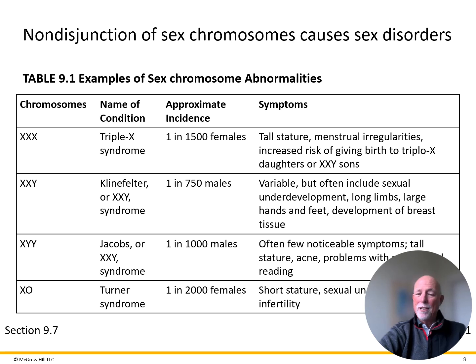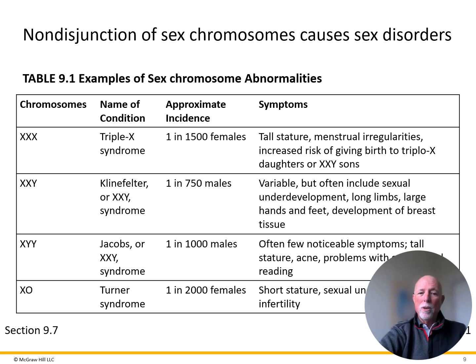There's another one down here, Turner's syndrome. Only one X chromosome, and that's it. They don't have another sex chromosome. About 1 in 2,000 females, short stature, sexual underdevelopment, infertility, sterility, oftentimes.